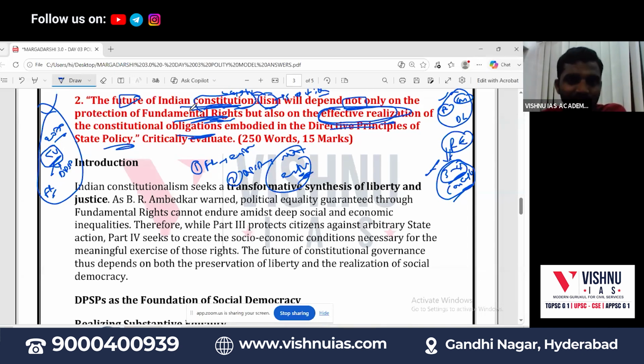Now the question says, if you want constitutionalism to survive in India in the future, then not only the enforcement of fundamental rights, even the DPSPs should be properly enforced in India. That means whatever state obligations are mentioned in the DPSPs, they also have to be embodied in practice. Only then will these constitutional values be intact by 2070 or 80 in the future.